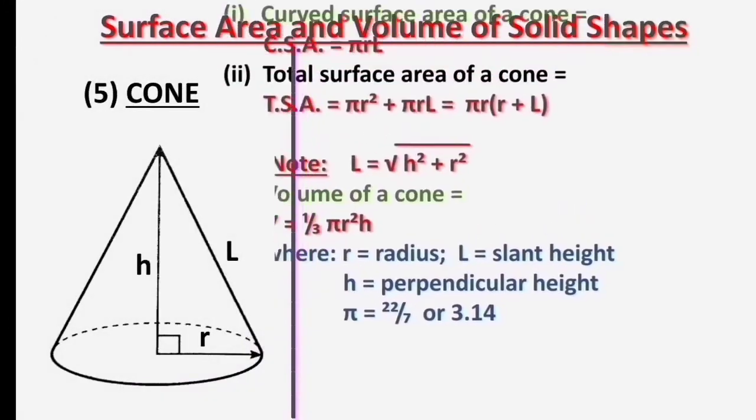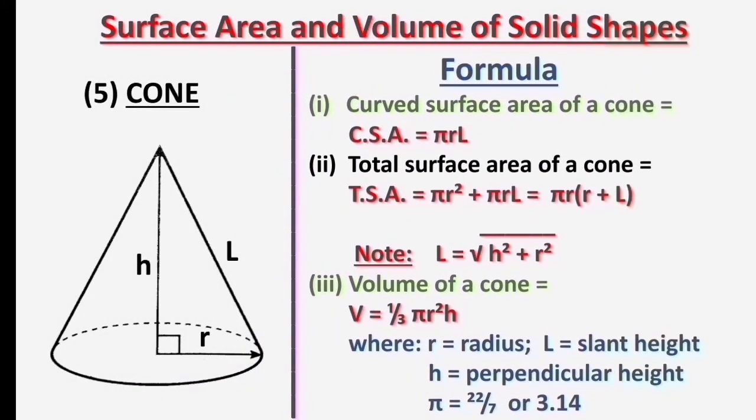For a cone, the curved surface area of a cone is pi radius times the slant height. The total surface area of a cone is pi radius squared plus pi r l, which we factorize into pi r bracket the radius plus the slant height. Don't forget, the slant height can be gotten from Pythagoras formula, which is the square root of the square of the perpendicular height plus the square of the radius. While for the volume of a cone, the volume of a cone is 1/3 pi radius squared height.